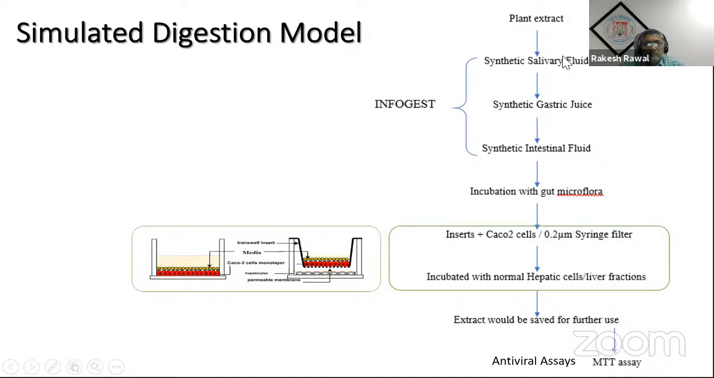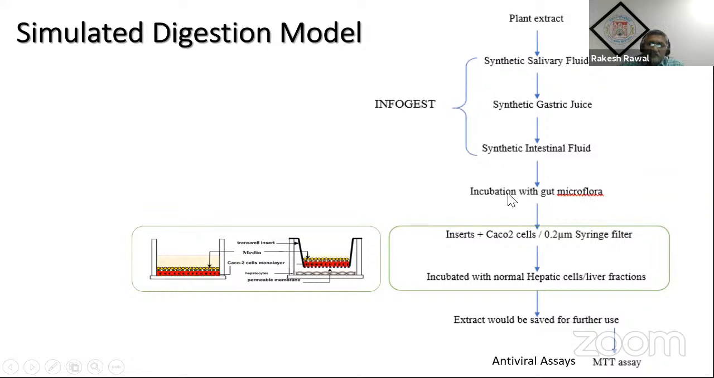So what we are doing, we are mimicking as if it is being ingested by a human being. First of all, it will go to our mouth cavity where it will interact with salivary secretions. From that, it will go to the gastric phase, that is the stomach, where it will interact with gastric juice. All this mixture will go to the intestine, where it will interact with the intestinal fluid and get a long interaction with gut microflora. So around 15 to 20 hours of incubation is there.